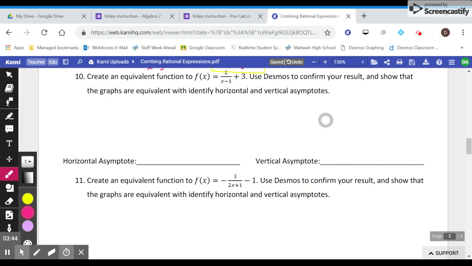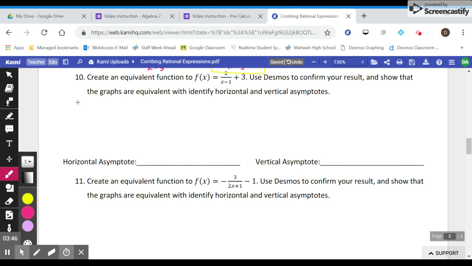Okay, so I'm going to do the same thing in another example. So this is the function f of x is equal to 2 over x minus 1 plus 3. So that means a vertical asymptote at x equals 1 and a horizontal asymptote at y equals 3. And so again, this 3 is really just 3 over 1, and I want the denominator to also say x minus 1. So I'm going to multiply top and bottom by x minus 1.